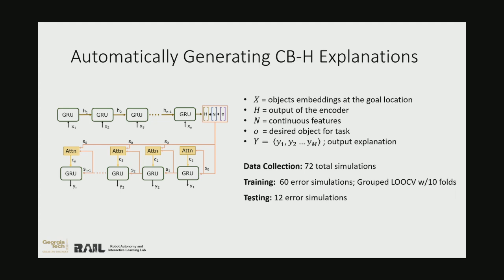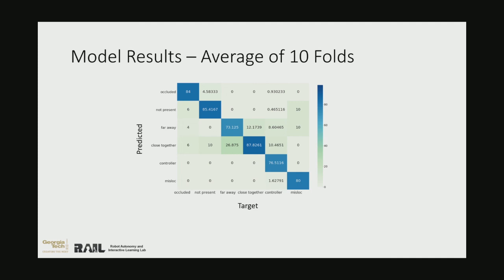To train our model, we collected 72 failure scenarios from Gazebo, 60 of which we used for training our model through a grouped leave one out cross-validation, and the remaining 12 we used for testing. The confusion matrix shows the average performance of our model across 10 folds. As you can see by the true positive rates, our model does a fairly good job in generalizing failure types. However, as seen here by the yellow sections, the model has room to improve, and we suspect that with additional training data, the model can differentiate failure scenarios with even greater accuracy.